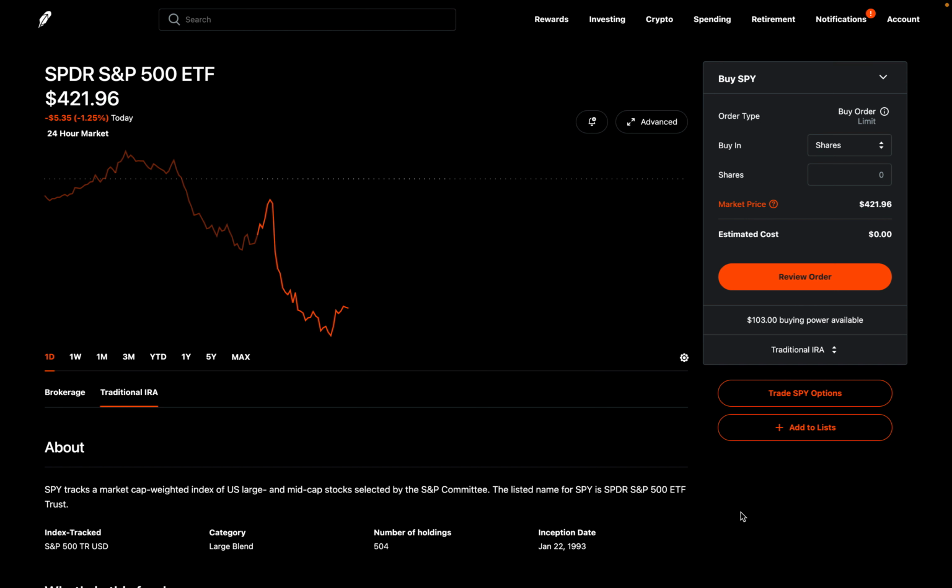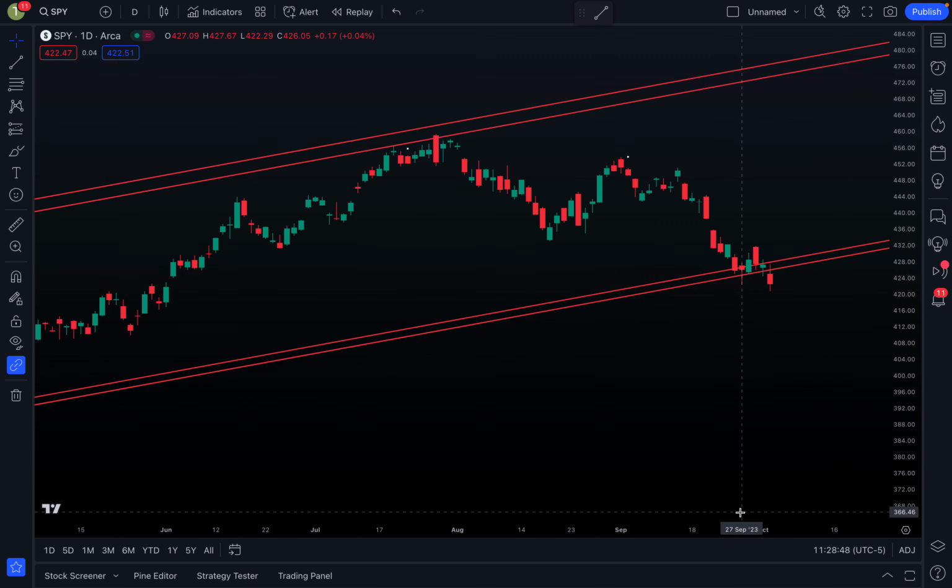So let's go ahead and head on over to TradingView. You need to have TradingView. This is where we're going to apply these indicators to our charts and use them. If you don't have TradingView yet, I'll also put a link to that in the description below. Right now we are on SPY and we are looking at the daily chart here.